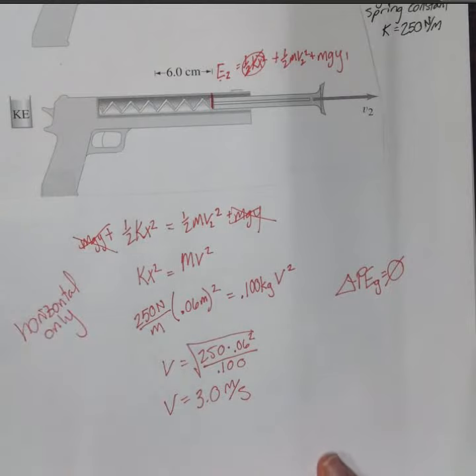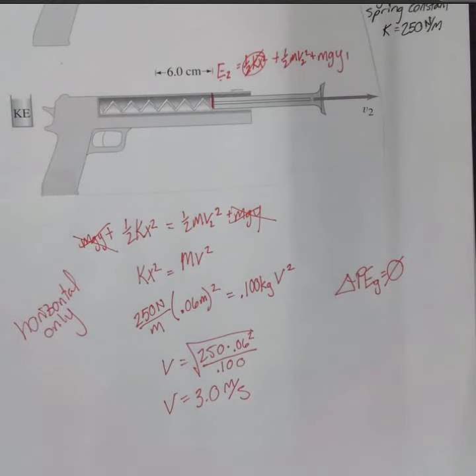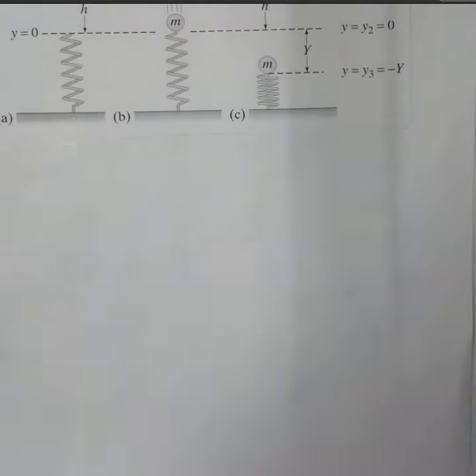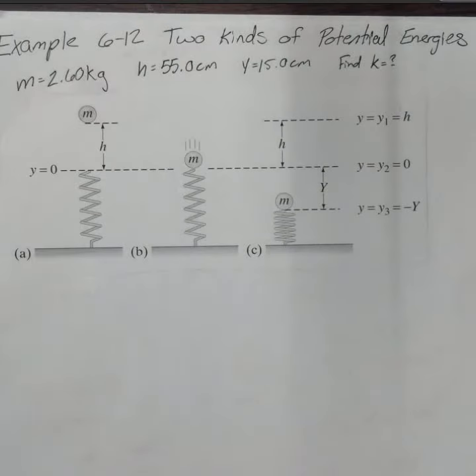If this dart were getting shot up or shot down, then the gravitational potential energy would play a much larger role. So let's go ahead and take a look at a situation where the gravitational potential energy actually plays a role at the same time as the spring potential energy. So there's two kinds of potential energy in this last example.